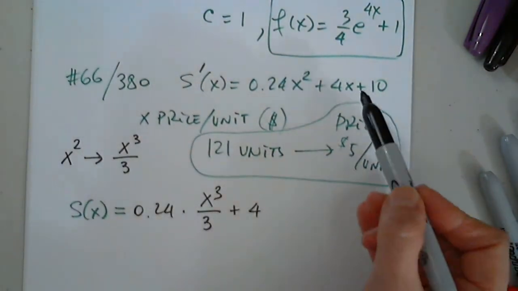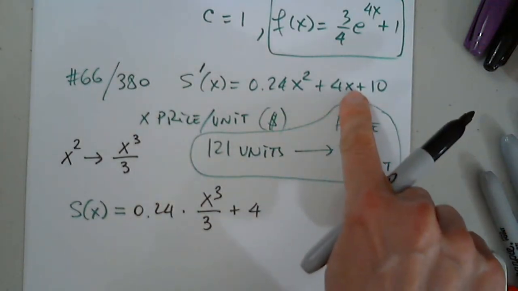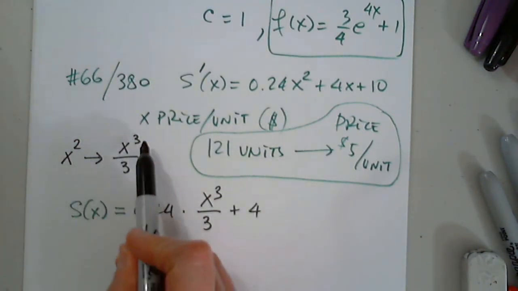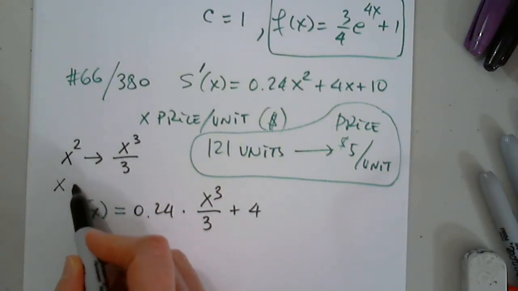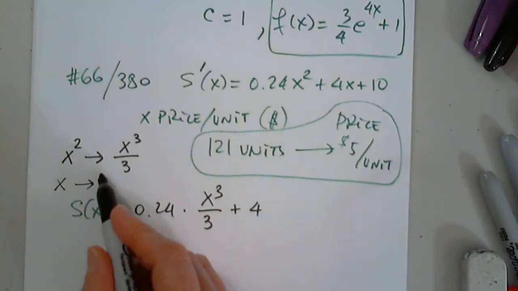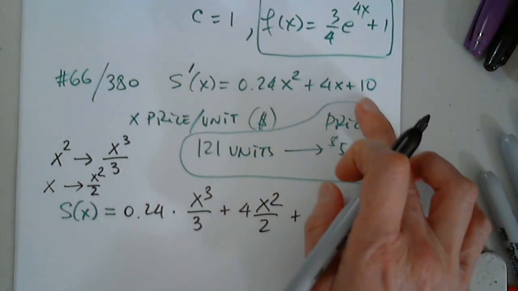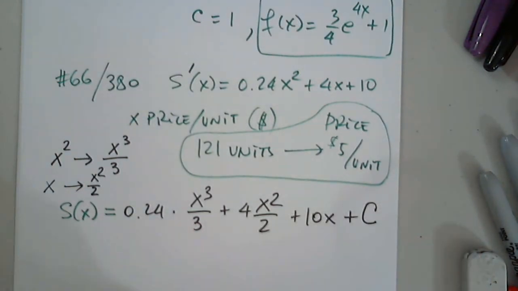Can anyone tell us what is the antiderivative of x? A function that we differentiate to get x. X to the 1/4. So when I had power 2, I increased it by 1 and divided by that number. When I have x, yes, go ahead. Would it be x squared over 2? Very good. X squared over 2 plus, which function has derivative 10? 10x. Very good. Plus a constant c.